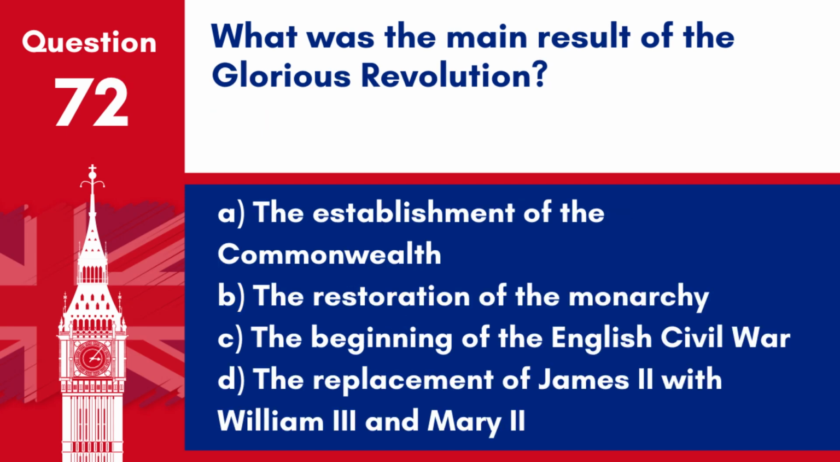Question 72. What was the main result of the Glorious Revolution? A. The establishment of the Commonwealth. B. The restoration of the monarchy. C. The beginning of the English Civil War. D. The replacement of James II with William III and Mary II. Answer: D. The replacement of James II with William III and Mary II. The Glorious Revolution resulted in the replacement of King James II with William III and Mary II, establishing a constitutional monarchy and parliamentary democracy in Britain.